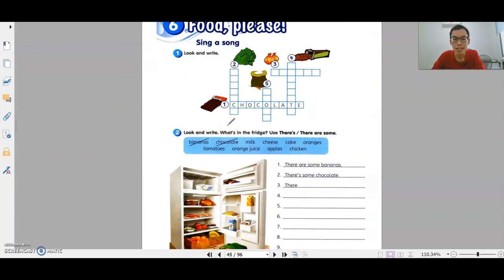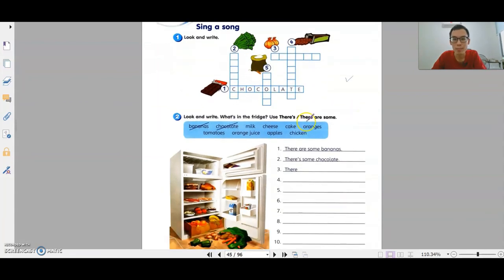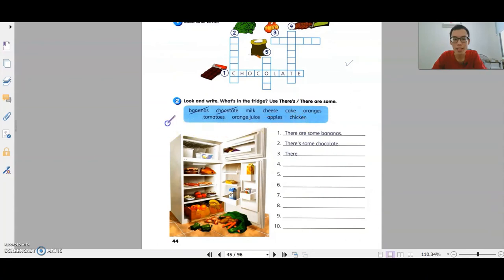I'll attach this file on Google Classroom. Please complete this crossword puzzle here. And look at this picture. You have to write some sentences based on what you see in the fridge. You can use the words here. Again, "there is" is for singular, that means one item only. "There are" is for plural items, that means more than one.